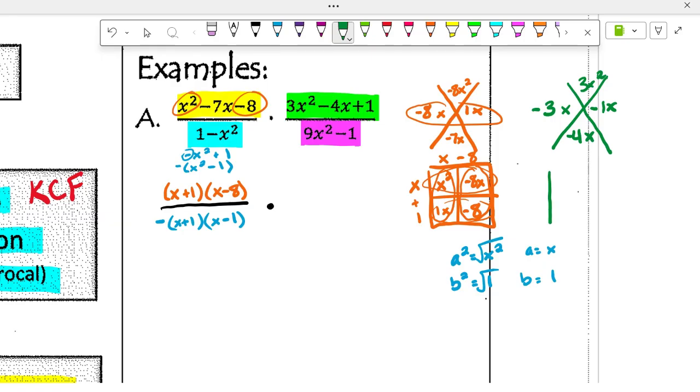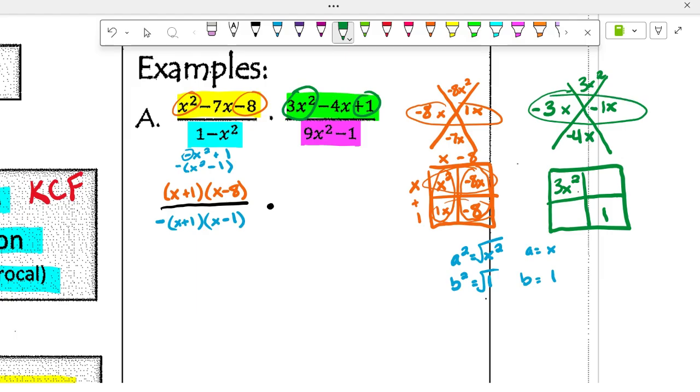Then we do our reverse box. So 3x squared goes in the top. That comes from the original. 1 goes in the bottom. That comes from the original. And then my two factors that I came up with, that goes in the other two spots. So negative 3x, negative 1x.